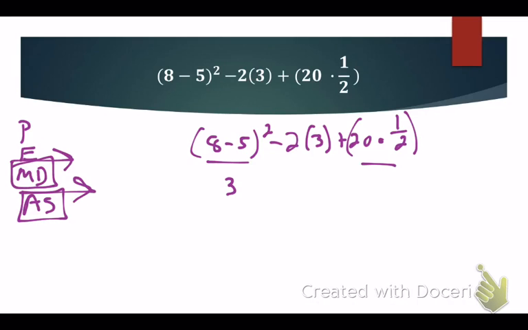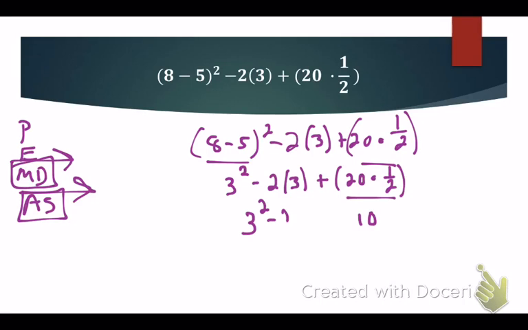I do not have any more operations inside the parentheses, so I'm going to drop my parentheses. And I'm going to put 3 squared minus 2 times 3. Remember, that's not a parentheses. That just means multiplication. Plus 20 times 1/2. Okay, this time I'm going to go ahead and do 20 times 1/2 because it's still a parentheses. Just like in the last problem, 20 times 1/2, it's just half of 20. Okay, and that's going to give us 10. Okay, so we have 3 squared minus 2 times 3 plus 10.